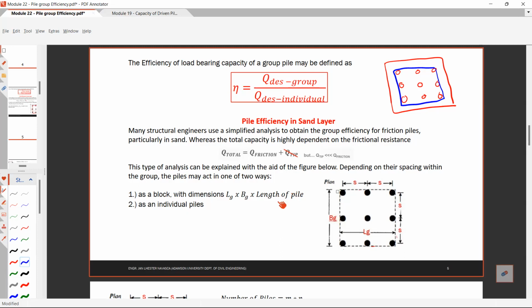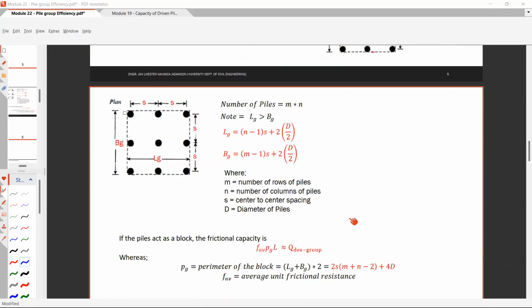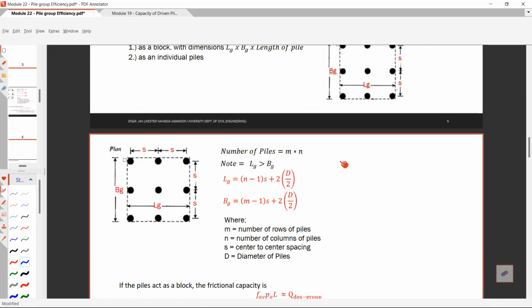Then yung other ways that yung piles may act is yung acting as individual piles. Okay? So lahat nung na-solve natin in module 19, yung capacity of the driven piles, that is acting as individual piles. Okay? So ibig sabihin lahat ng na-solve natin na capacity doon is for individual piles. Okay. So let us find the total frictional resistance or frictional capacity for piles in a group, acting as a group.